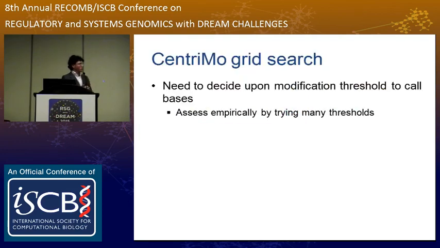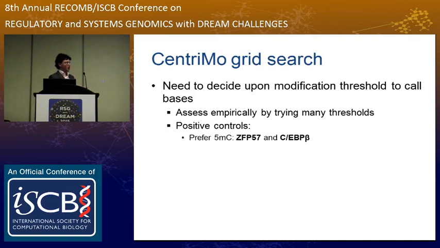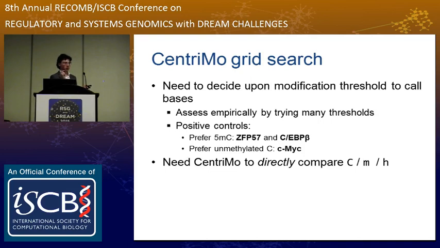Now at this point what we want to do is use CentriMo to decide upon the modification threshold. If you remember from before, I showed you a discrete genome sequence and said I was calling these of sufficient confidence from various probability-like estimates of 5-methylcytosine and 5-hydroxymethylcytosine data. So to figure out what thresholds we should use, what we do is we try different thresholds and we look at known transcription factors where we know what should occur under methylation. So in particular, ZFP57 and CBP beta are known to prefer 5-methylcytosine, while CMYC is known to prefer unmethylated DNA. So we look for those and use CentriMo to directly compare these different modified versus unmodified cases.